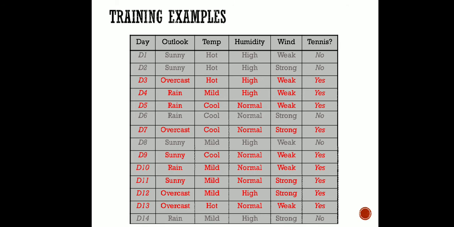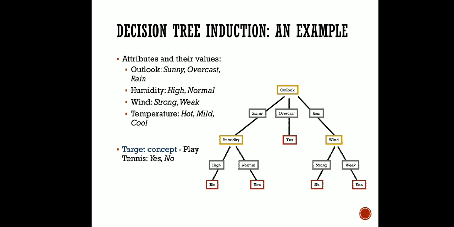If we revisit my previous slide, you can see outlook can be of 3 types: sunny, overcast, rain. Humidity can be of 2 types, high and normal. Wind can be of 2 types, strong and weak, right? So these are the different input values. Similarly, temperature can have 3 values: hot, mild and cool. Fine.